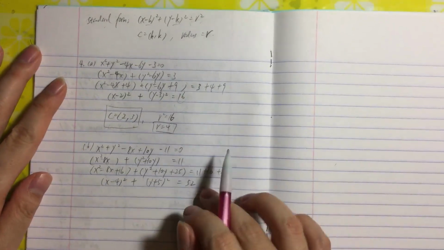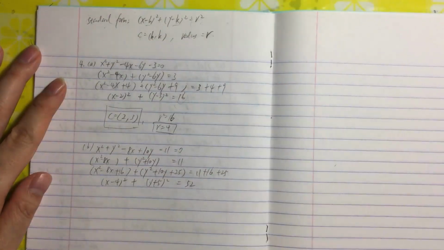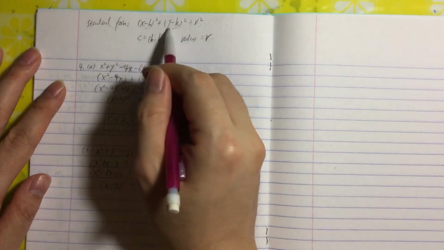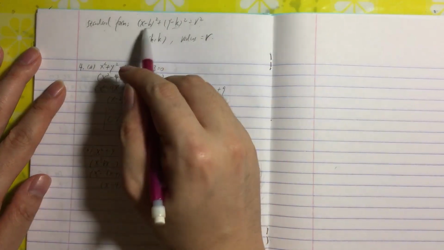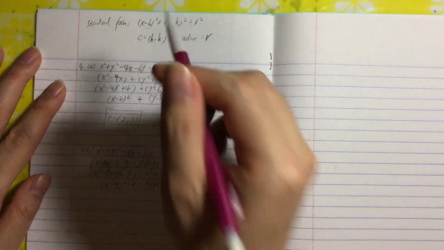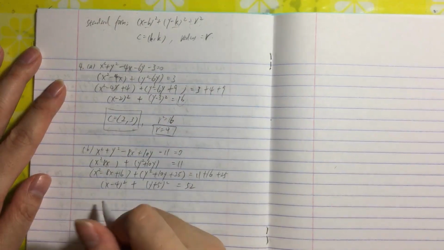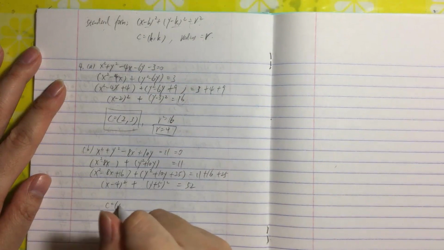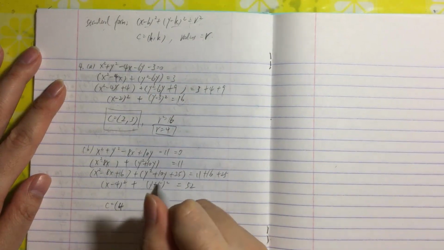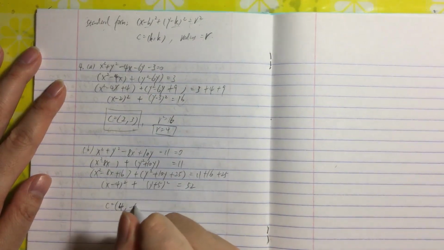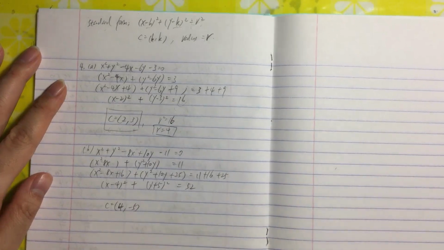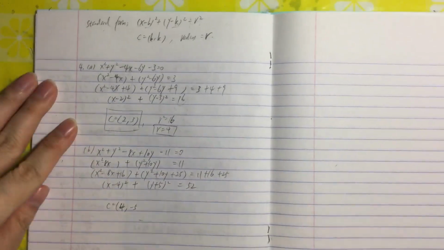Now try to match what's the center, what's the radius. First match h and k. Since for h and k they both have a negative sign in front, we take the opposite sign. For 4 and 5, take the opposite sign. For negative 4, I use positive 4. For positive 5, I use negative 5. That's the center of the circle: 4, negative 5.